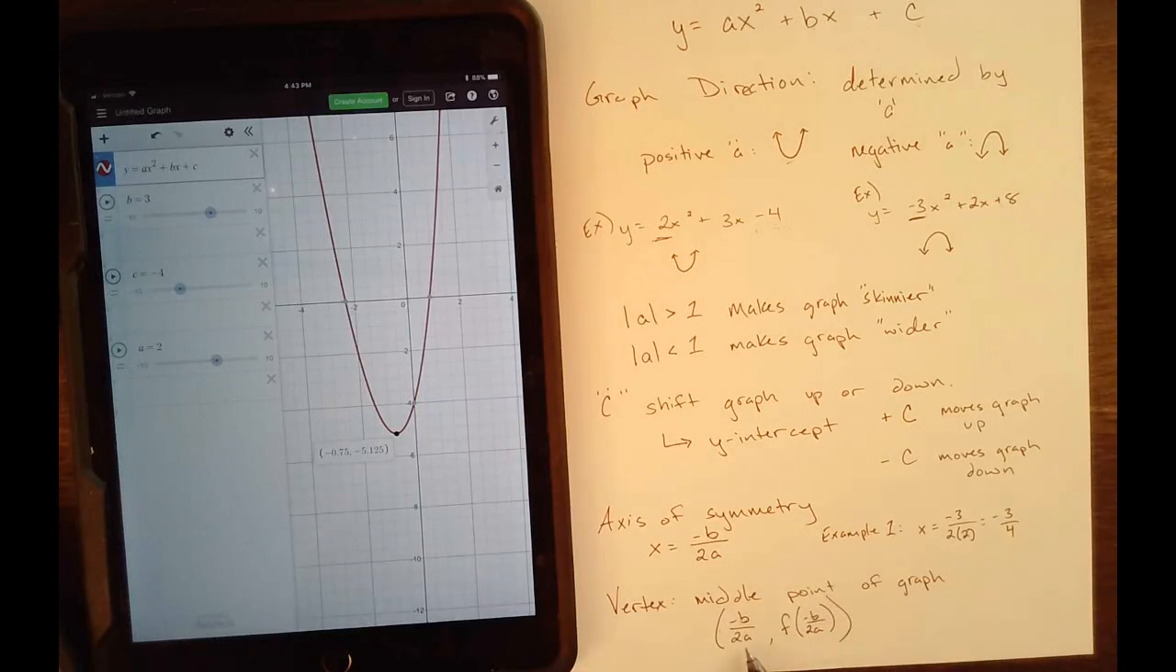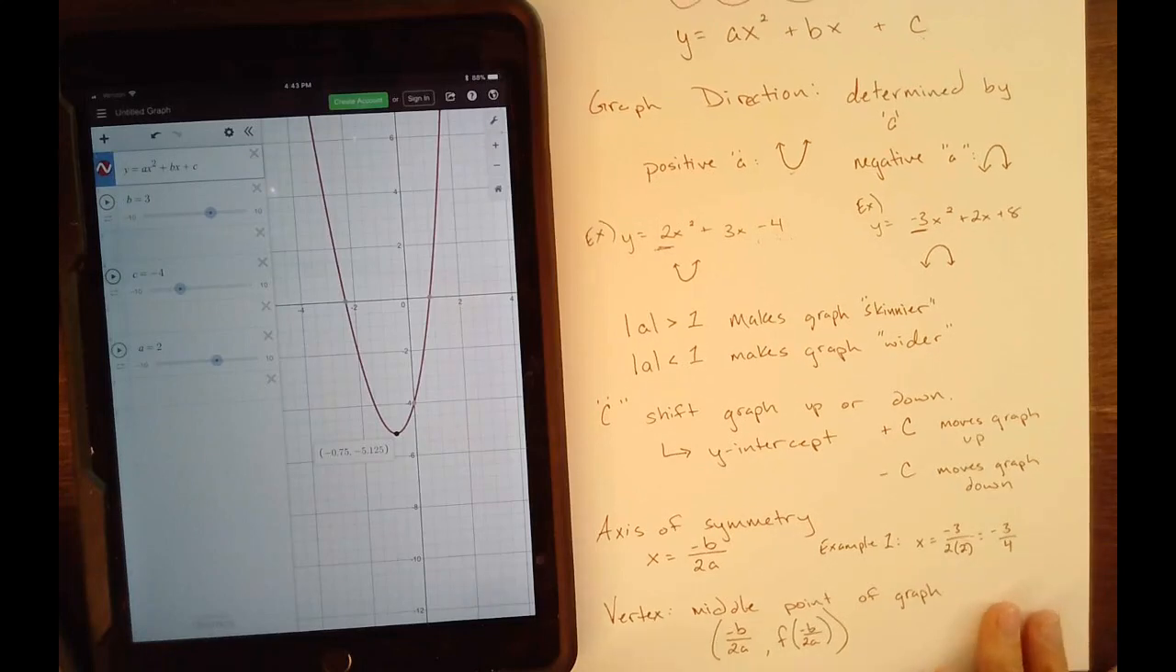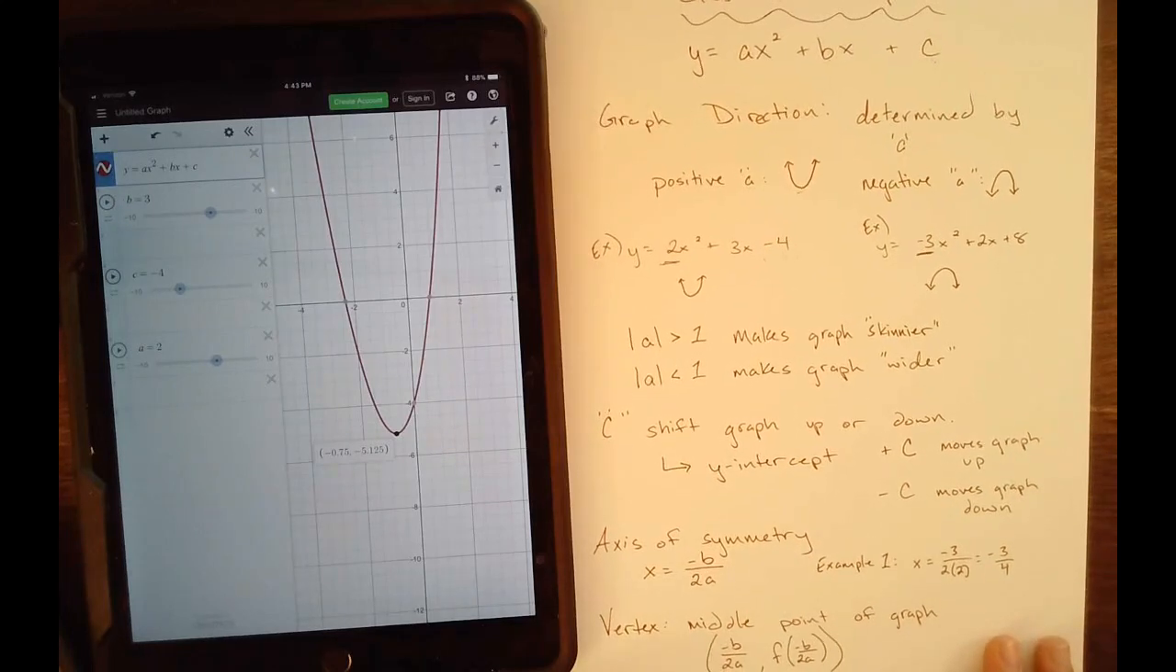So these are the basics of when we're looking at a quadratic equation, and how to determine some of the different shifts that parts of the equation will make on the graph, as well as being able to find the axis of symmetry and the vertex.